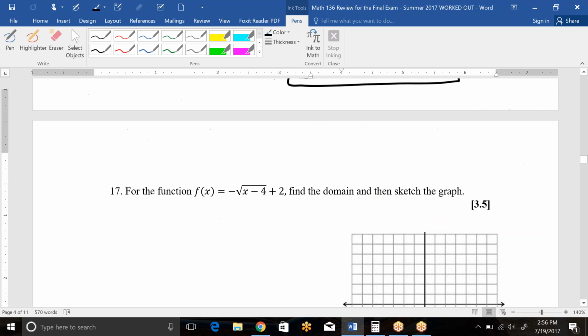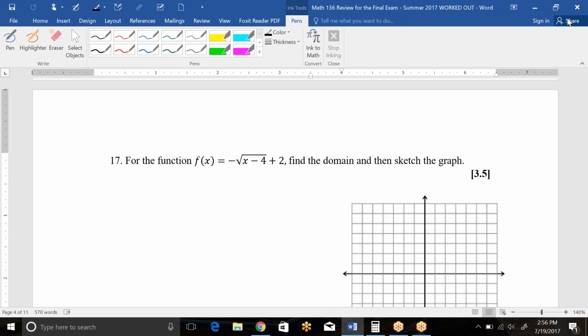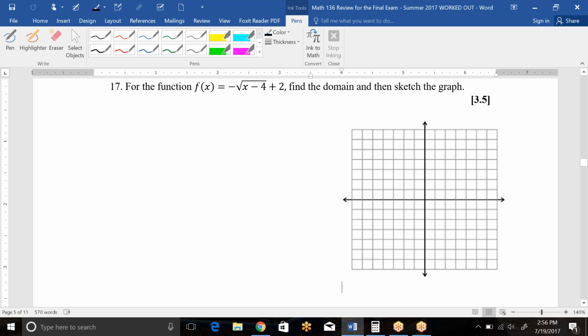Okay, so let's look at 17. 17 came from section 3.5, graphing using transformations of functions. So we learned that square roots have a specific shape. We had what I called the parent graph. And the parent square root of x, just that typical square root of x, square root of 0 is 0, so you get this point right here.